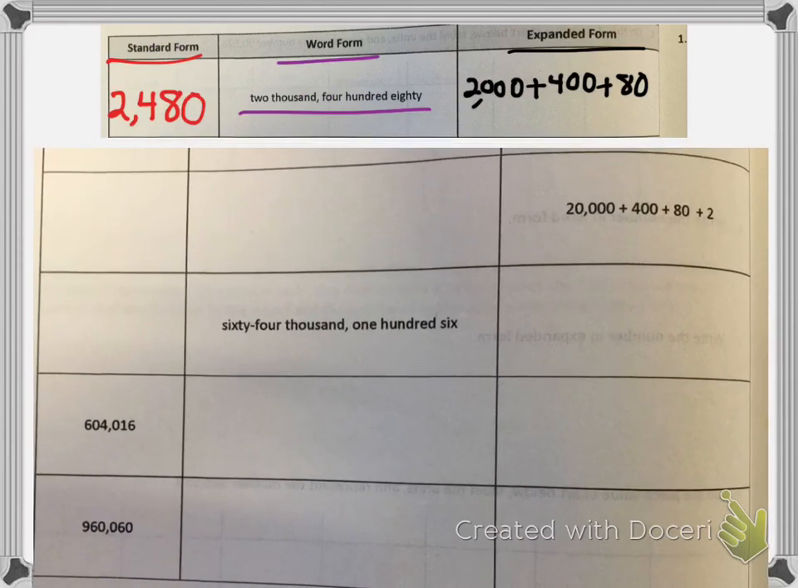All right, so let's go into the next set of problems. So our clue is expanded form. So this is our clue. 20,000 plus 400 plus 80 plus 2. So what I like to do is I like to put that in standard form. So we're going to put that in standard form here. So 20,482. All right. Now in word form, it's a little bit more complicated.